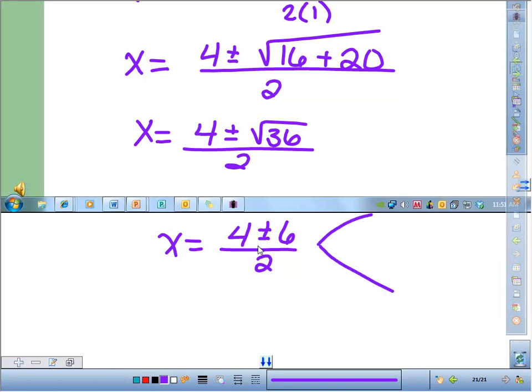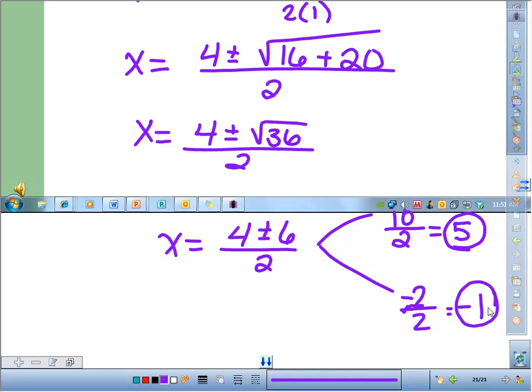We've got to do the plus and the minus. So 4 plus 6 is 10 over 2, which is 5. Do the minus. 4 minus 6 is negative 2 over 2, which is negative 1.